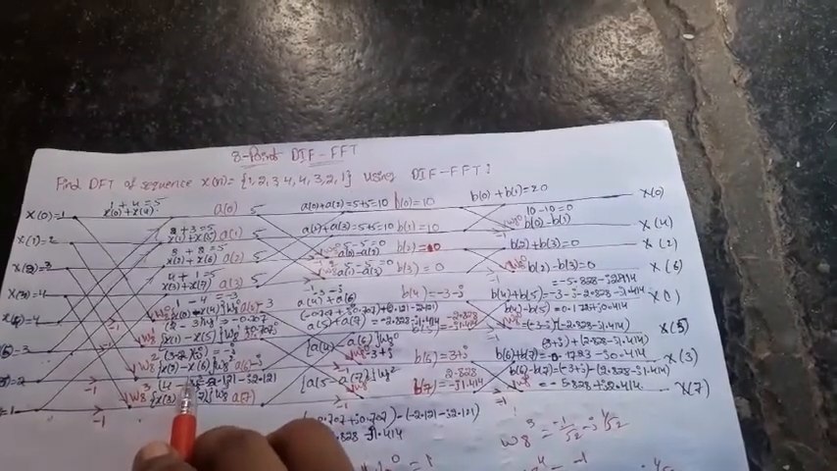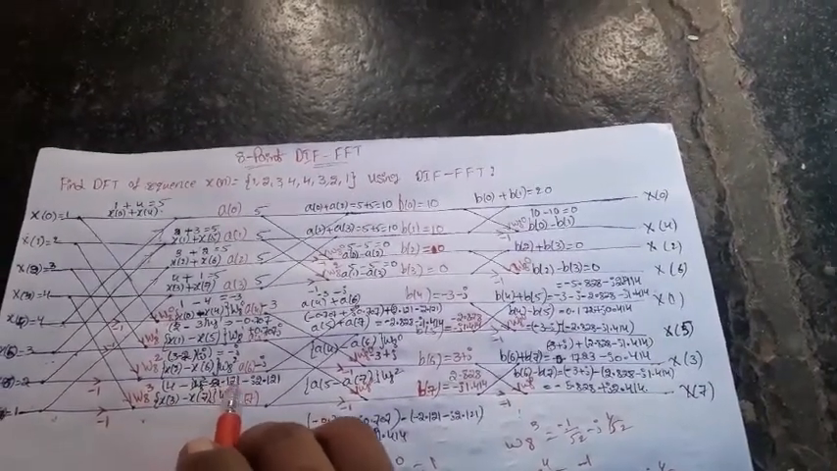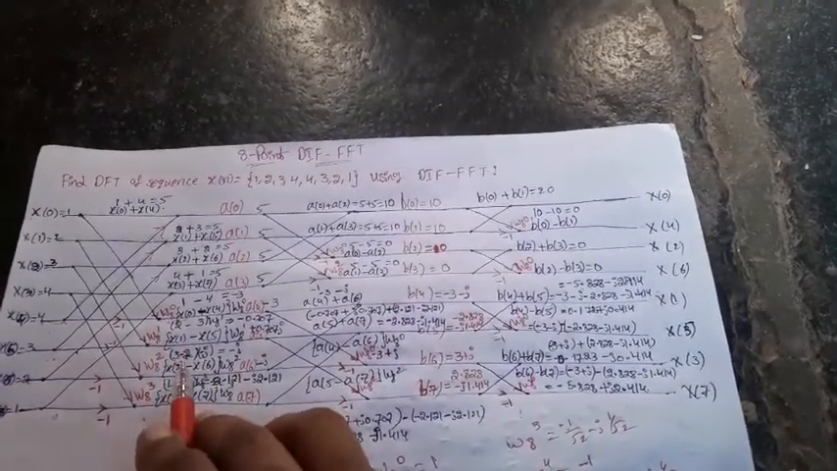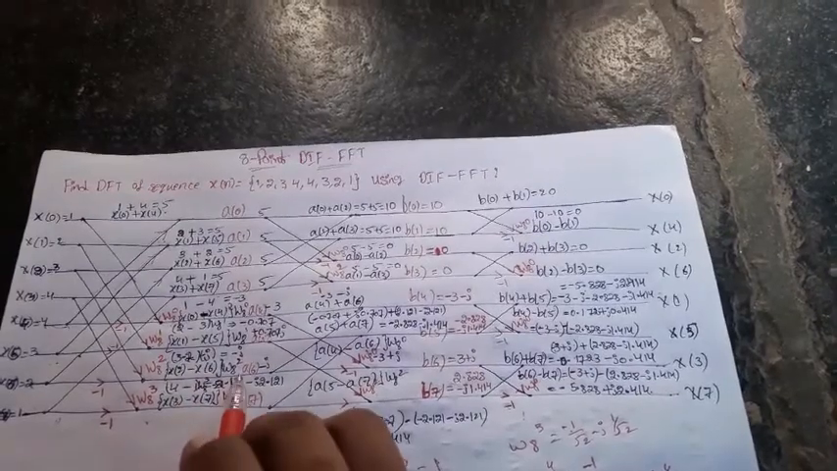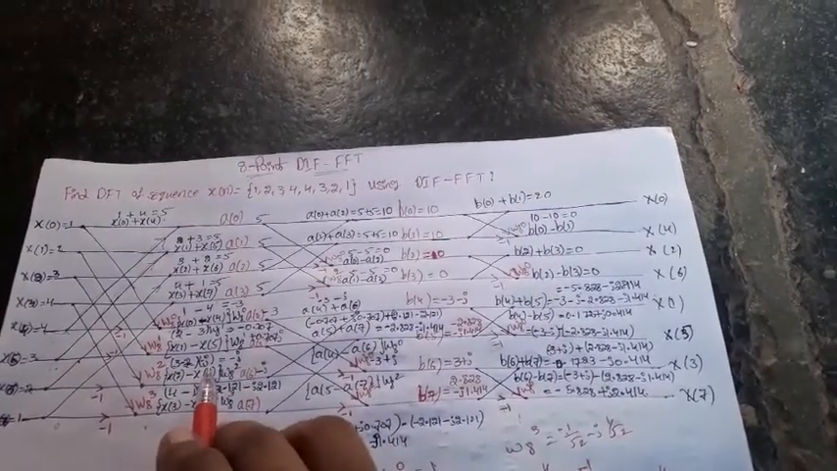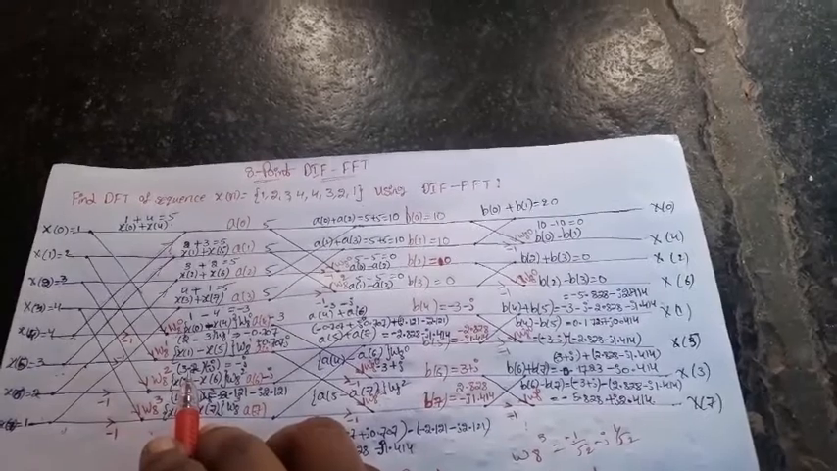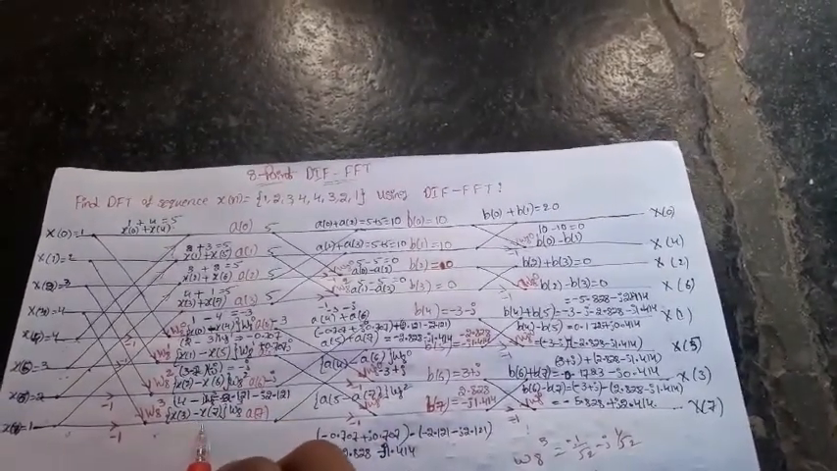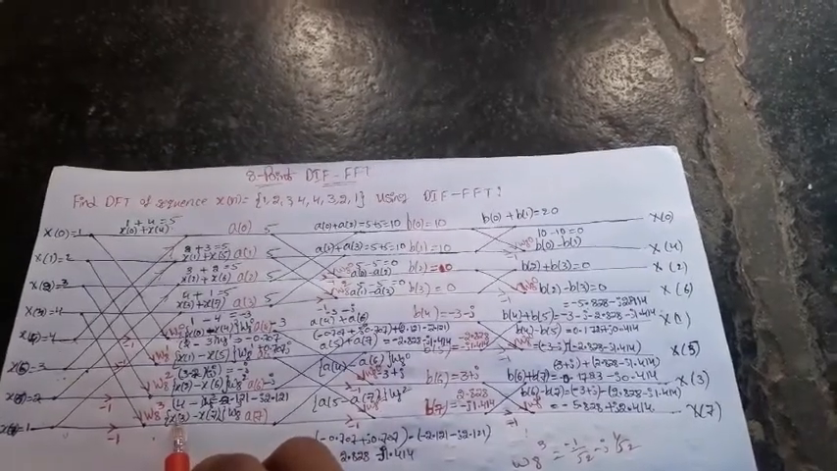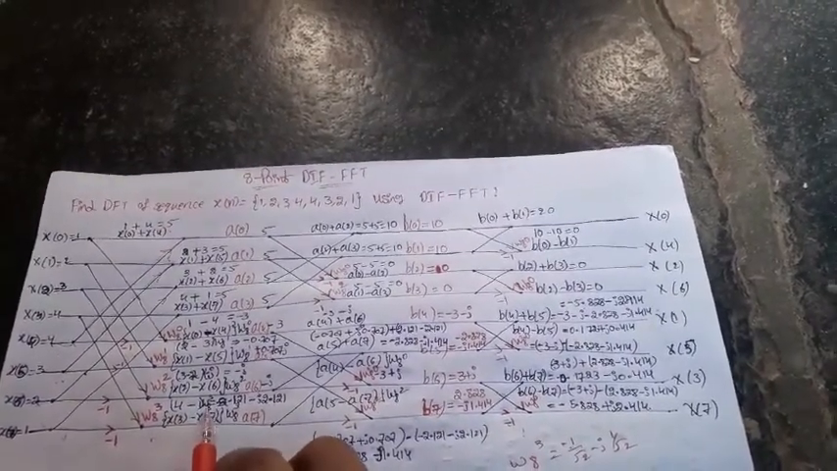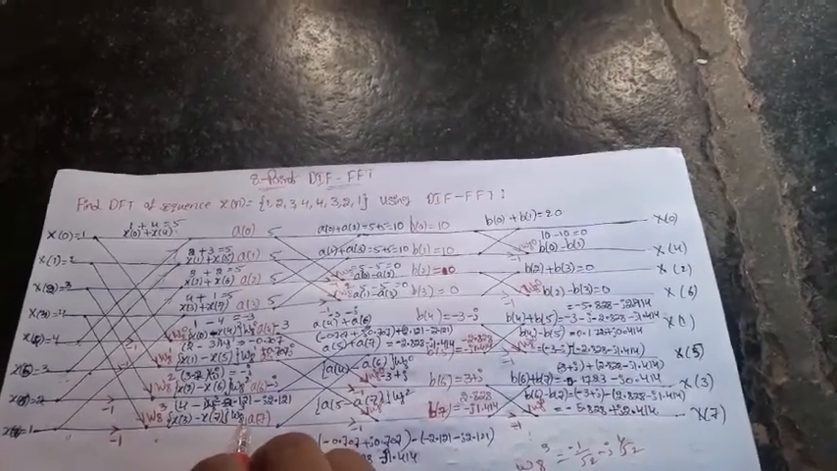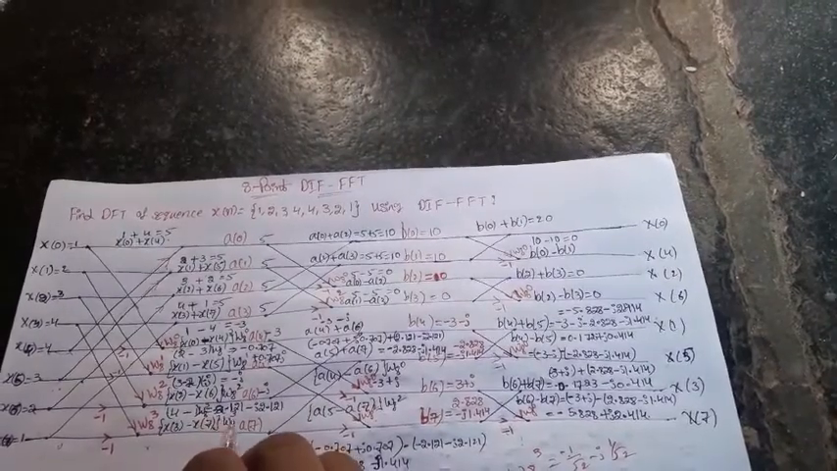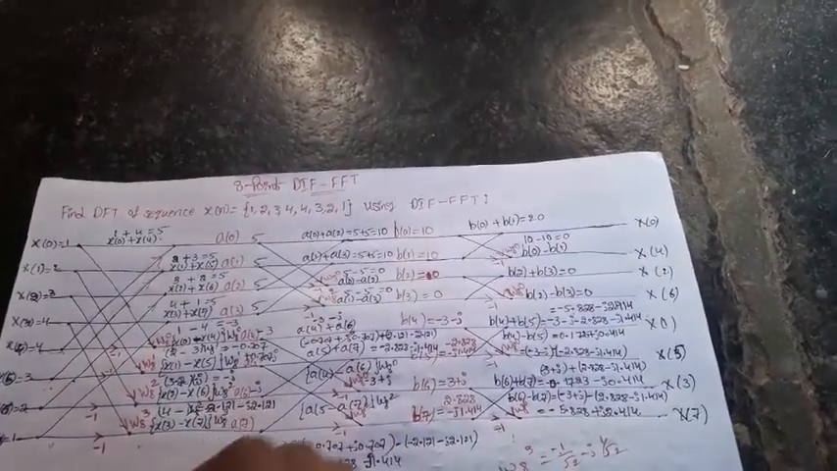And next, x of 2 minus x of 6, W8 to the power of 2. So, the value is 3 minus 2 into W8 to the power of 2 value, which is minus j. So, here the 1 into minus j, the value is minus j. And next, x of 3 minus x of 7. So, x of 3 value is 4 minus x of 7 value is 1, and W8 to the power of 3 value is minus 1 by root 2 minus j 1 by root 2.